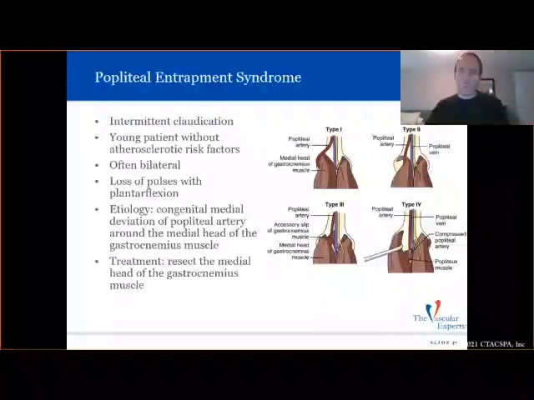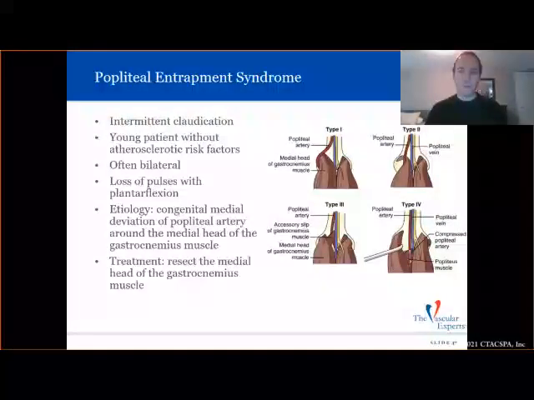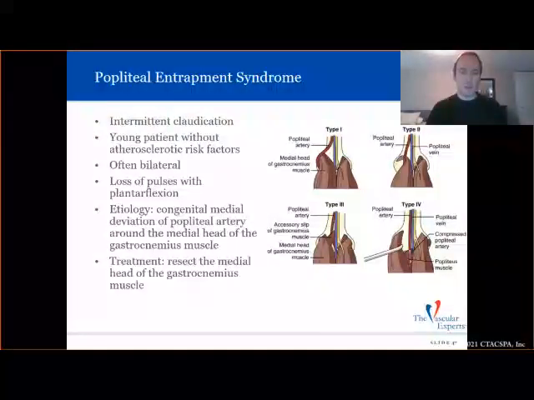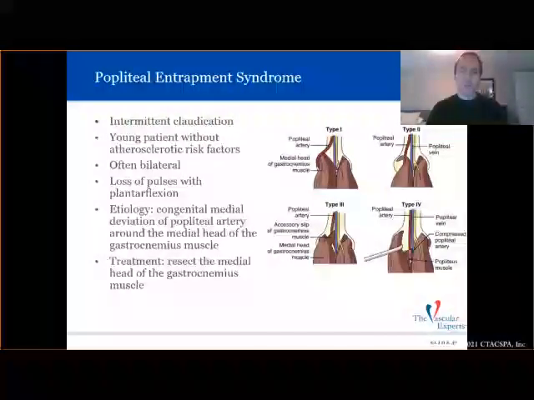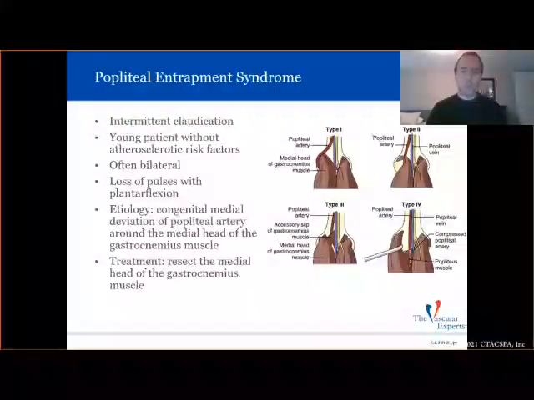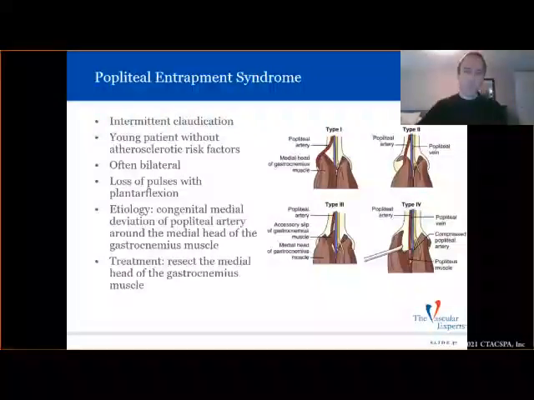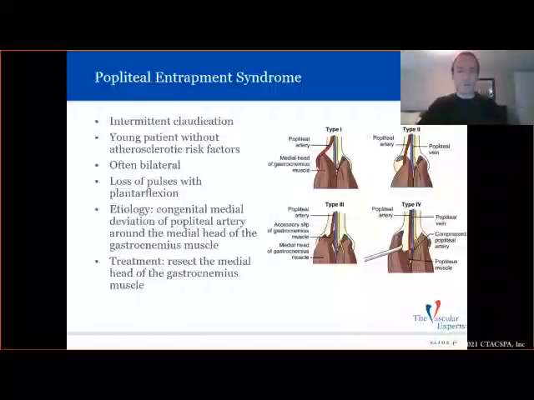Popliteal entrapment syndrome. This is one of those non-atherosclerotic compression syndromes. Young patients without any atherosclerotic risk factors often have bilateral claudication and loss of pulses when they plantar flex, and that's the pathognomonic key there. Loss of pulses with plantar flexion, and that's due to a congenital anomaly with the medial head of the gastrocnemius muscle, most commonly compressing the popliteal artery, and you just basically resect the medial head of the gastrocnemius muscle, and the popliteal artery goes back to its normal anatomic position, and the claudication resolves.